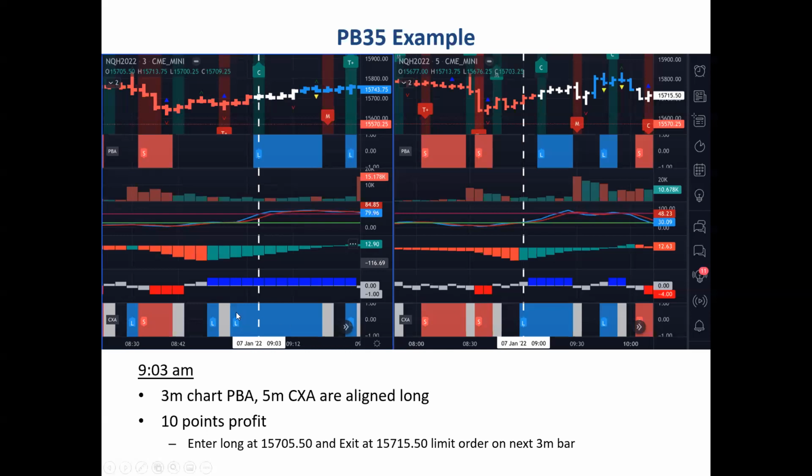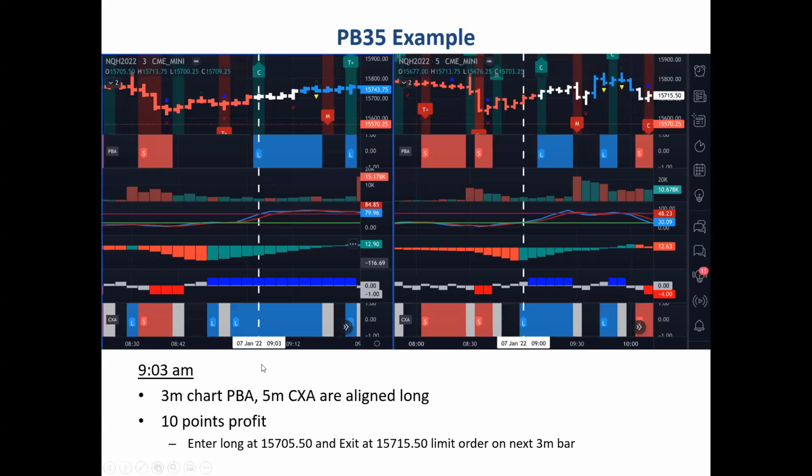But we also can see that on prior bars on the 3-minute, we have long CXA. So we are prepared at the open of each 3-minute bar to take a trade if the PBA presents itself as long. So that's our preparation. We already have a heads up based on the 3-minute and the 5-minute CXA. We already know we're qualified for a potential Pb35 because the CXA was there as of 9 o'clock, but we need to wait for the 3-minute PBA to present itself to be valid.